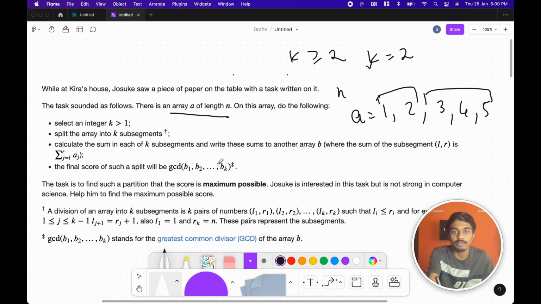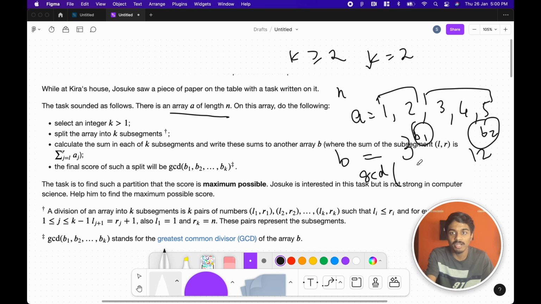Calculate the sum of each of the k subsegments and write these sums into another array B. So we took these subsegments, and we have to calculate the sum: 1 plus 2 is 3, 3 plus 4 is 7, 7 plus 5 is 12. This is copied into another array called B. Now they are telling us that the final score of such a split will be the GCD of B1, B2 up till BK. B1, B2 is nothing but 3 and 12. The GCD of 3 and 12 is the score of this operation.